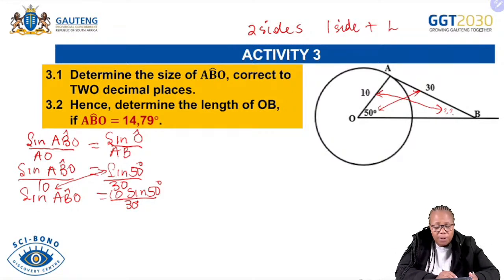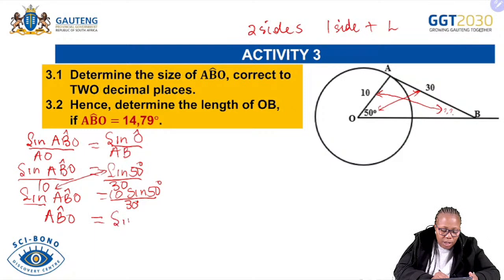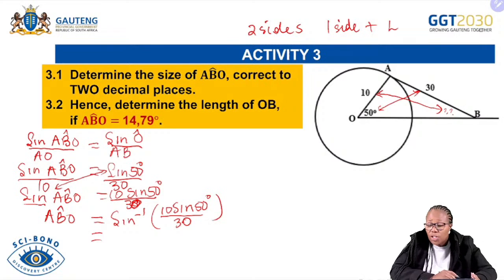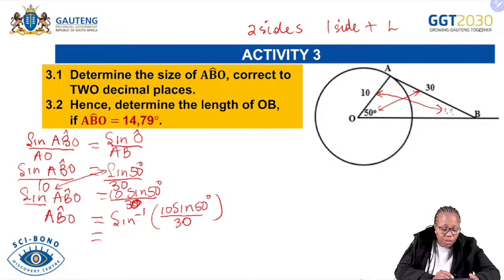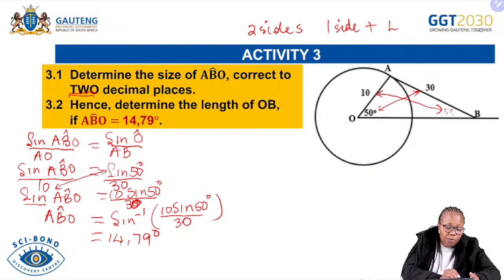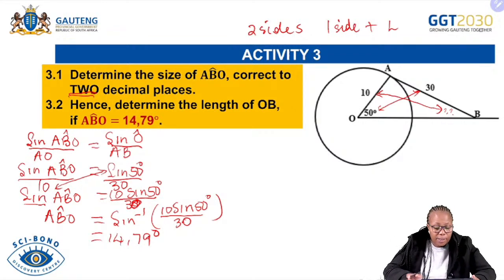So this side, we will be left with angle ABO because we are looking for that. We need to get rid of that sine. So when we take this sine to the right, it will now be an arcsine of whatever you are having there, the 10 sine 50 degrees over the 30, not 30 degrees, 30 units, okay? Over 30 units there. And then into your calculator, straight to the answer, angle ABO will be 14,79 degrees because they say round off to 2 decimal places. Okay.